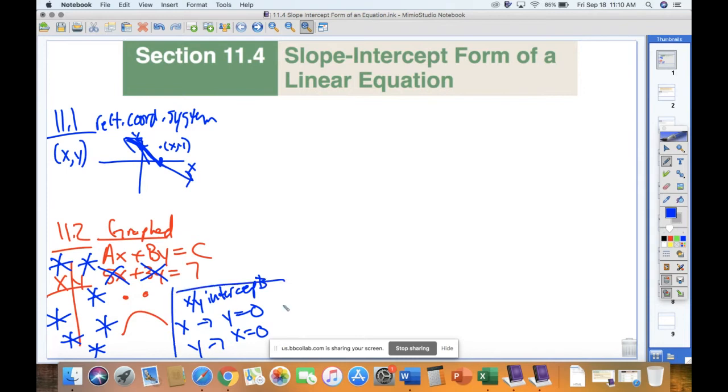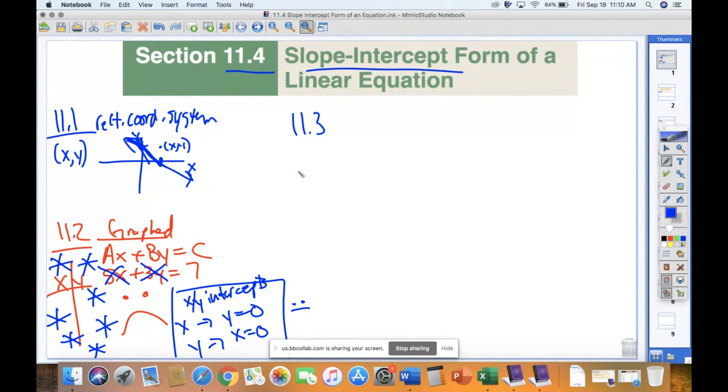It's supposed to be an easier way. I wouldn't say it takes our frowny face to a smiley face. I think it takes our frowny face to a kind of more ambivalent, okay? But what we're going to see in 11.3, and then more today in 11.4 with slope-intercept form, is that we will get to that smiley face. We should be able to graph quickly and efficiently. It shouldn't be this nightmare of an xy table.